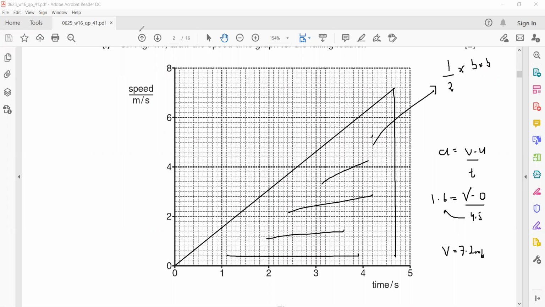So the base in this question is 4.5 and the height is 7.2. So it will be half, or 1 by 2, base, which is 4.5, multiplied by 7.2. So that will give you the distance traveled by the object. Because for a speed time graph, the area under the graph will give us the distance traveled by the object.